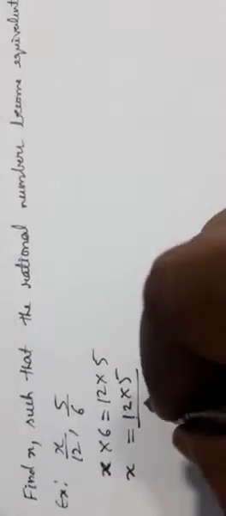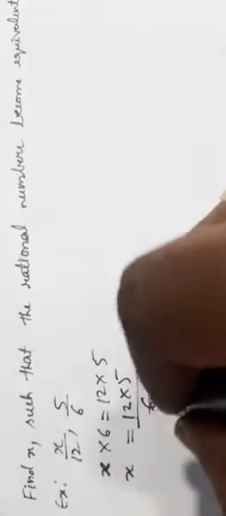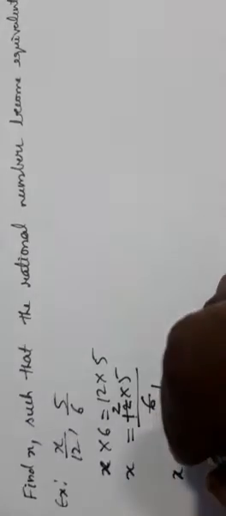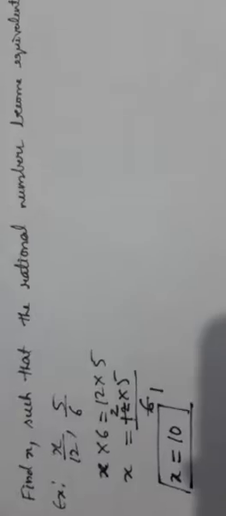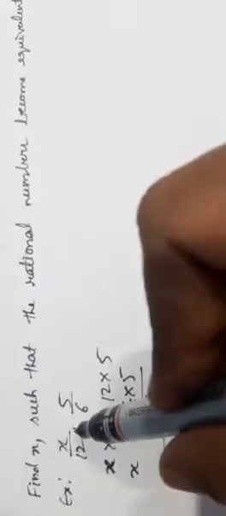Now we have to find the value of x. Keep it in the same side, left side, x into 6. Send it to the right hand side. When I send it into 6 to the right hand side, it will become divided by 6. Now cancel children, 6 ones are 6, 6 twos are 12. Therefore the value of x is equal to 2 into 5. 2 fives are 10 children. x is equal to 10. In this way we find the unknown value of x when the two rational numbers are equivalent.